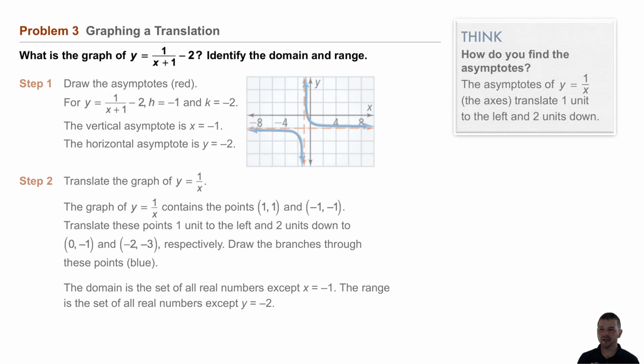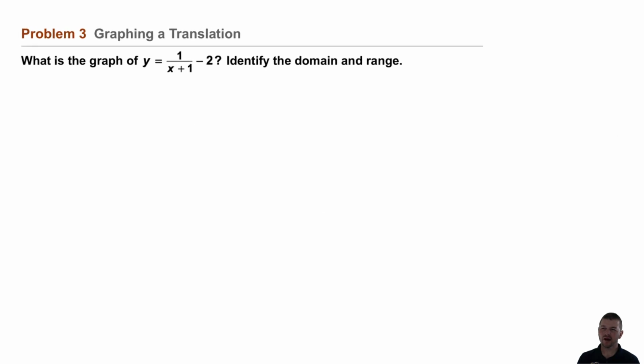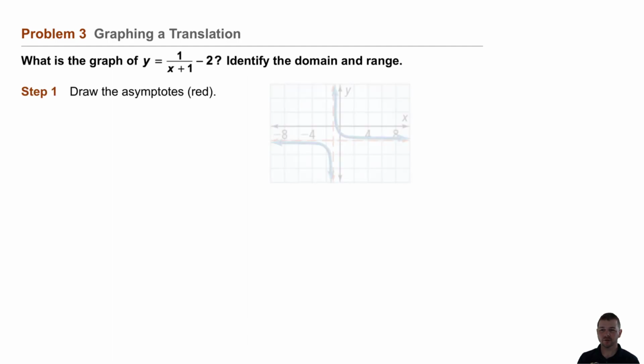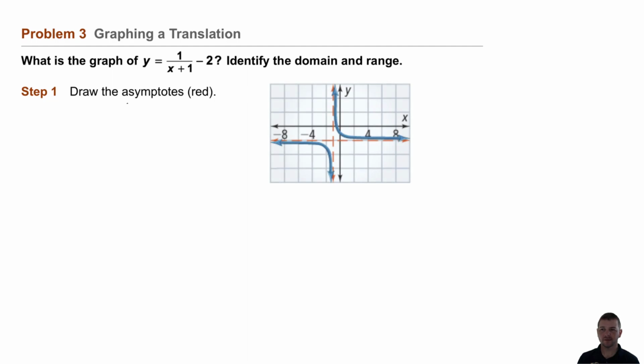Problem 3. Graphing a translation. What is the graph of y equals 1 over x plus 1 minus 2? Identify the domain and range. Step 1. Draw the asymptotes, shown here in red.